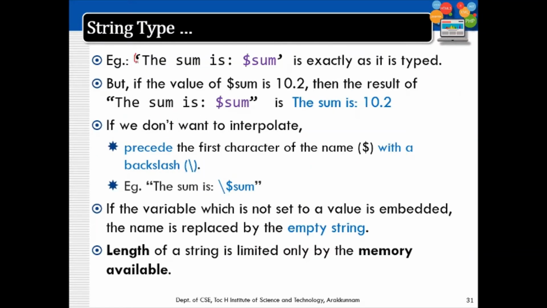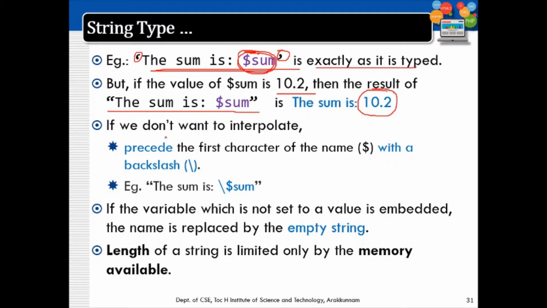Here I'm using single quotes, and within single quotes I'm writing "the sum is $sum". Usually this $sum, suppose it has a value 10.2, if it is given in double quotes, it will be interpolated and this value will be substituted here. But if it is single quotes, the output will be exactly as it is typed. This will not be substituted with 10.2. So that is the difference.